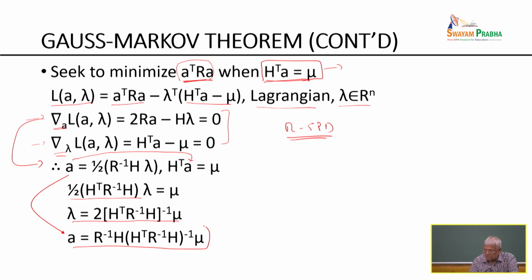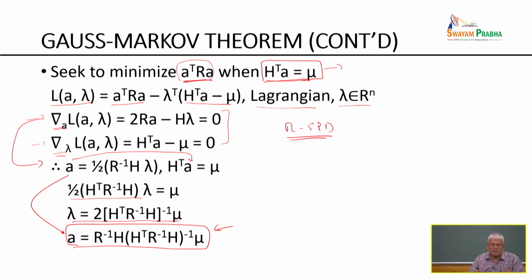Therefore, the optimal A is going to be this: R inverse H times (H transpose R inverse H) inverse mu. Please remember, mu is already picked. I already know H. I also have the nice properties of R. Therefore, the vector A, using which I am going to convert the observation Z into a scalar as A transpose Z, must be picked like this. So if I pick A according to this formula, then I minimize the variance.